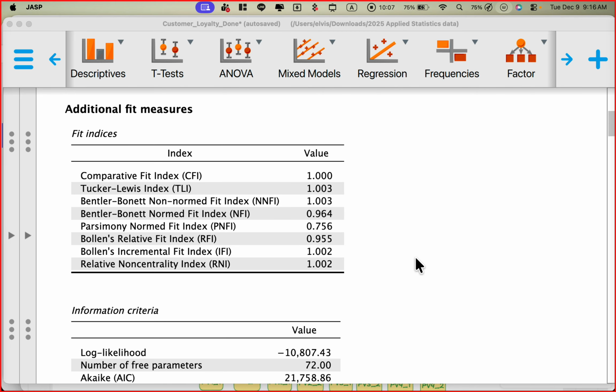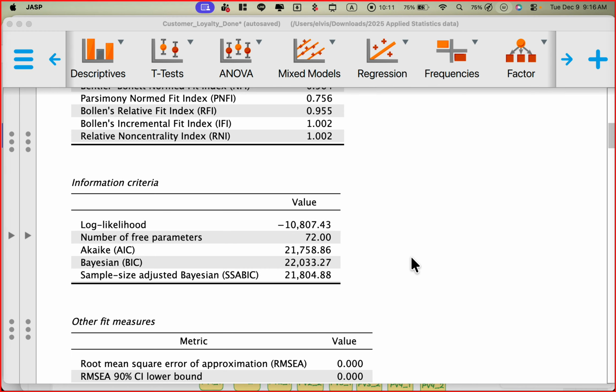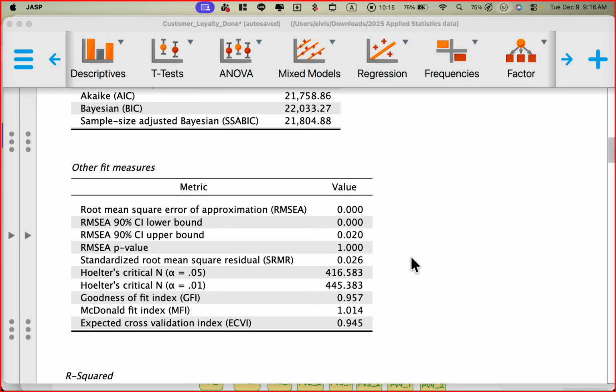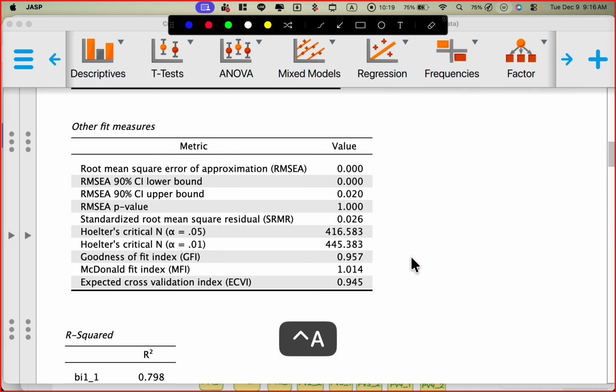CFI, TLI, or we can just scroll down to look for something here. Okay, let's try this one. Let's try RMSEA and SRMR and GFI. How to interpret the meaning of this result? Is it good or not? Why?